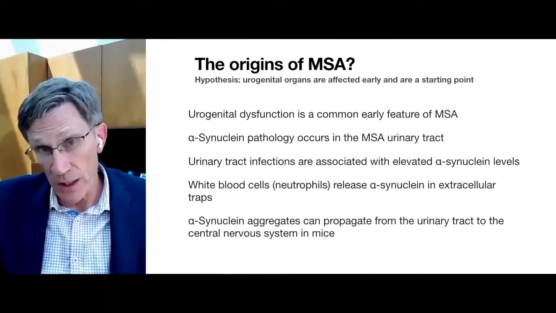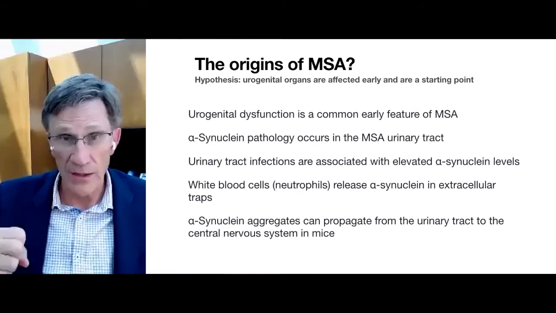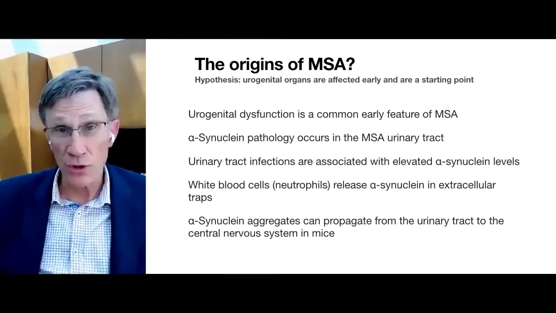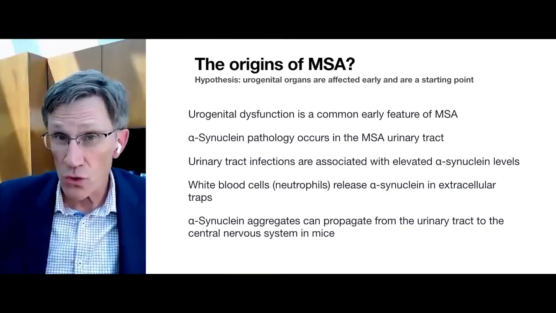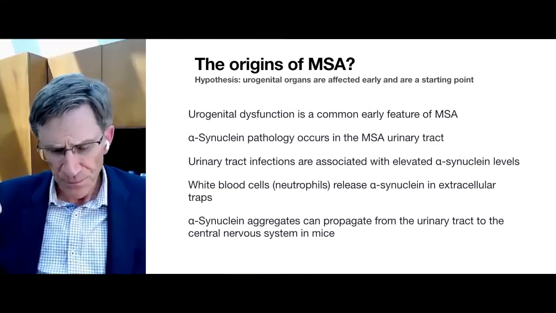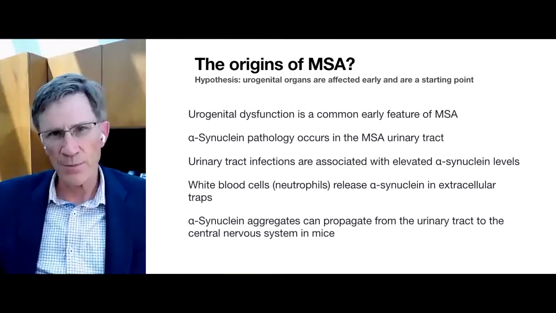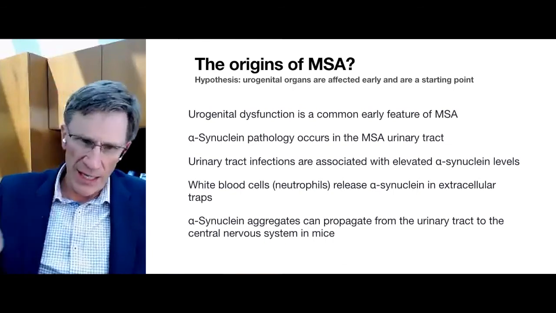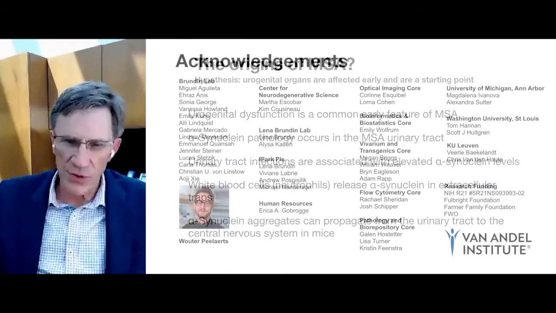Urogenital dysfunction is very common as an early feature of MSA. And synuclein pathology occurs in the urinary tract, as shown by that Chinese group that I showed you a slide from before. That doesn't happen in Parkinson's. We know that urinary tract infections are frequently associated with MSA. Could be a cause. It could also, of course, be a consequence of MSA, but it's an interesting thing. And we know that urinary tract infections are also associated with higher synuclein levels in our mice, and that the white blood cells, the neutrophils, can release synuclein in these extracellular traps. And finally, that the aggregates can propagate, as I just showed you in the mice, from the urinary tract to the central nervous system and up the central nervous system.